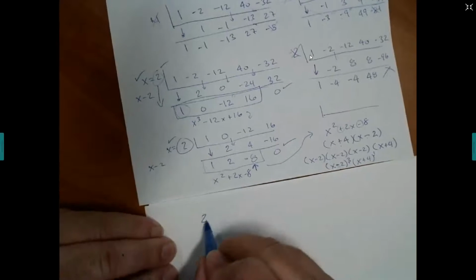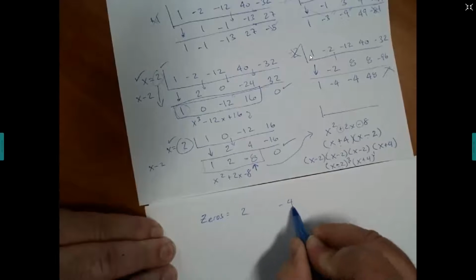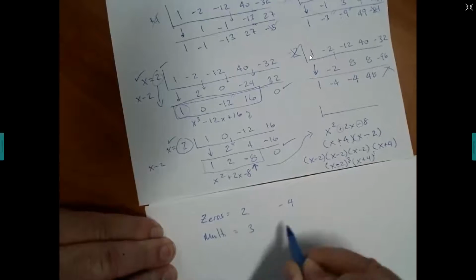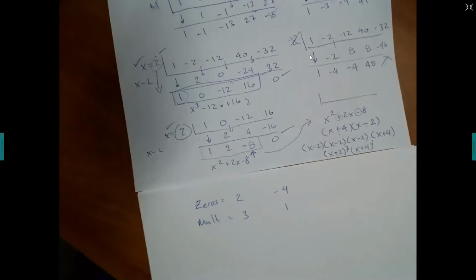Yeah, so my zeros are at 2 and negative 4. The multiplicities are 3 and 1. Now we have a rough sketch of what it's going to look like.